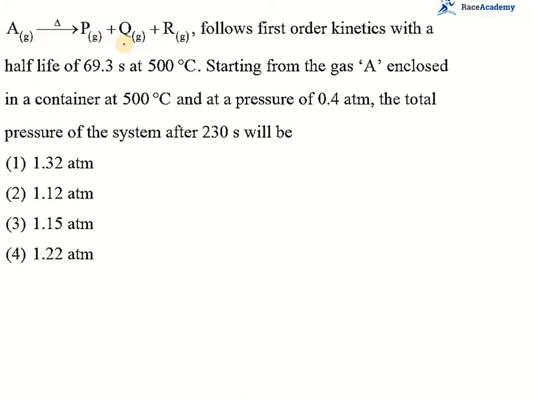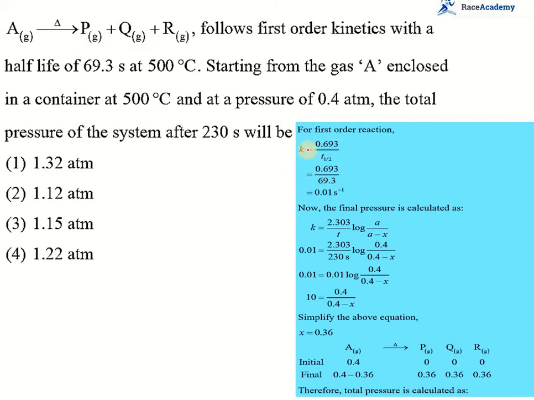Next, A gives rise to P plus Q plus R, following first order kinetics with a half-life of 69.3 seconds at 500 degrees Celsius. Starting from gas A enclosed in a container at 500 degrees Celsius and a pressure of 0.4 atmosphere, the total pressure of the system after 230 seconds will be. According to chemical kinetics, the half-life and rate constant relation is K equals 0.693 by t half, and if we substitute the half-life value 69.3, the rate constant we get is 0.01 per second.